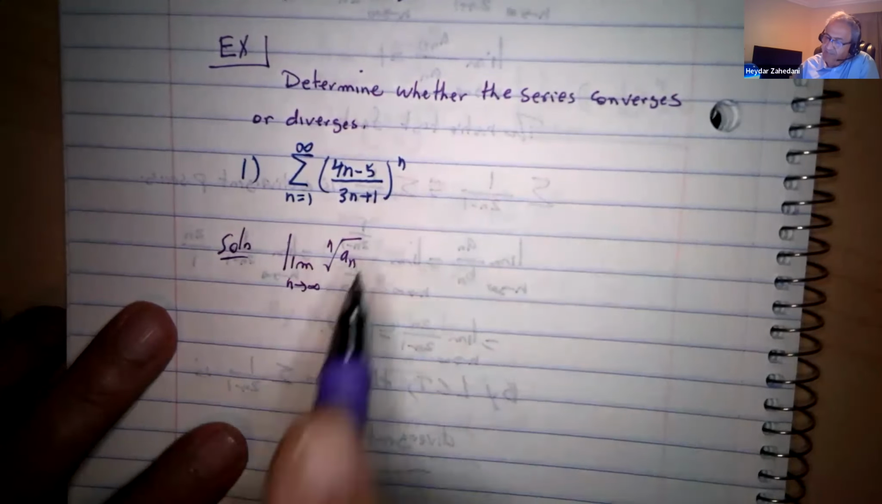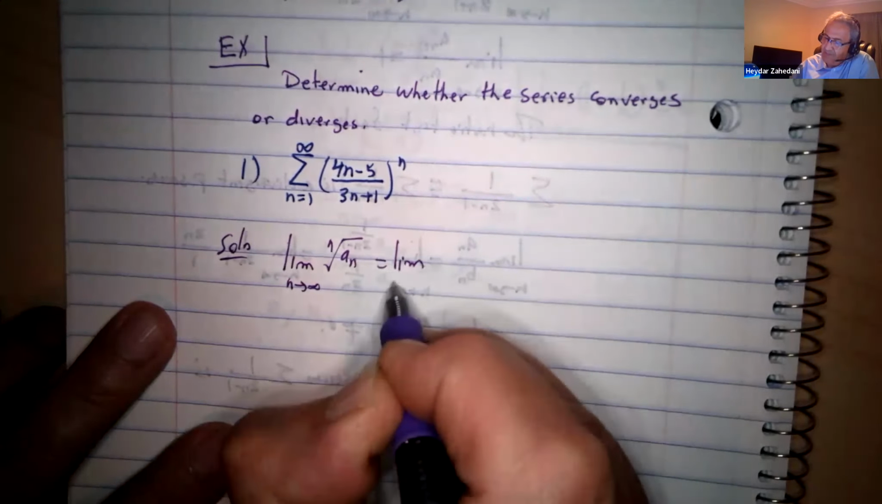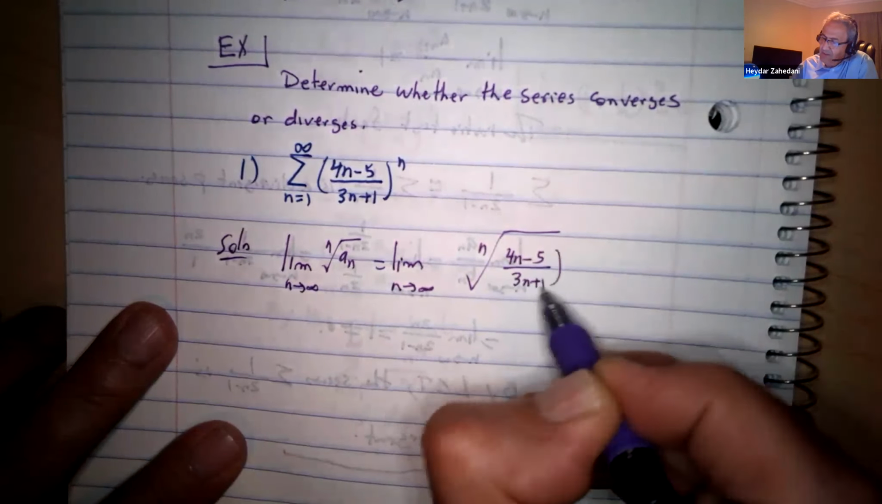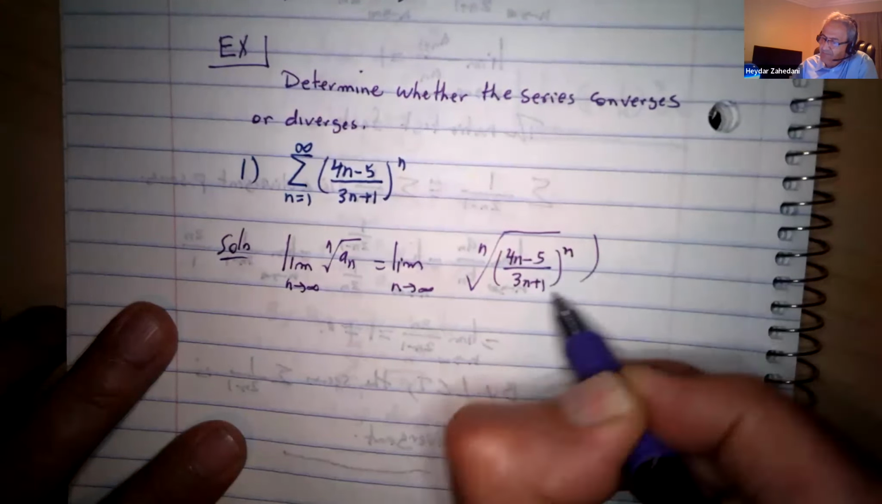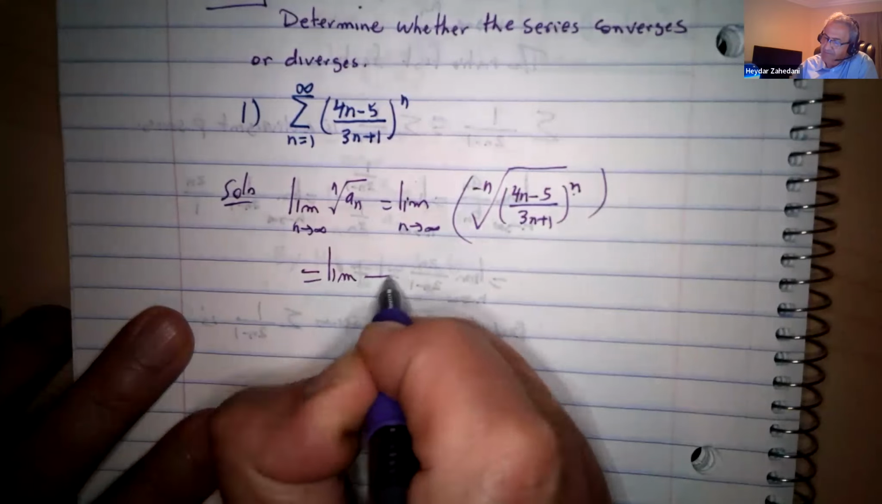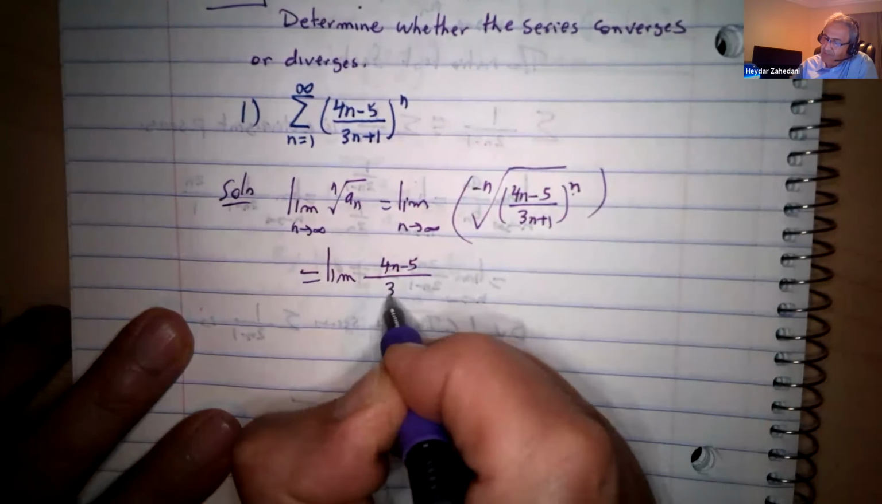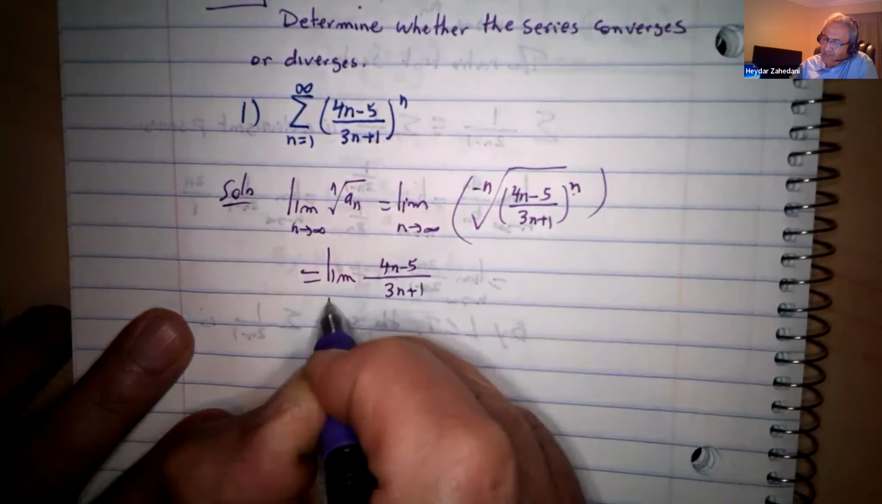Your general term is going to be the limit as n goes to infinity of the nth root of (4n minus 5 over 3n plus 1), everything to the n again. So this n and n would cancel out, and you arrive at the limit of (4n minus 5) over (3n plus 1), n goes to infinity.